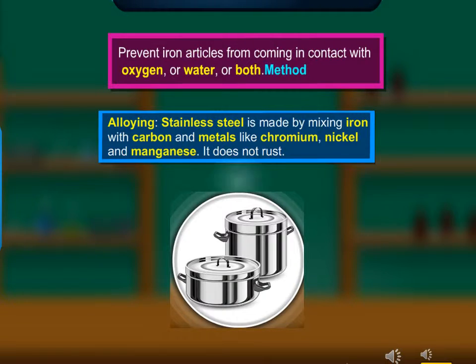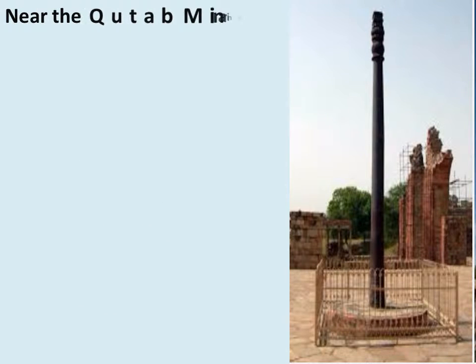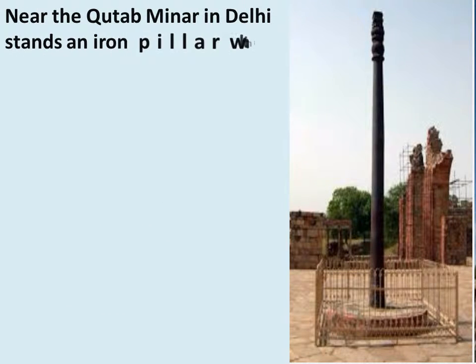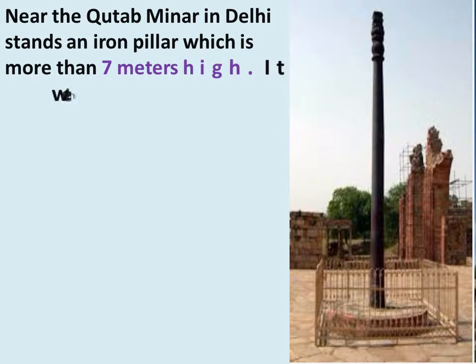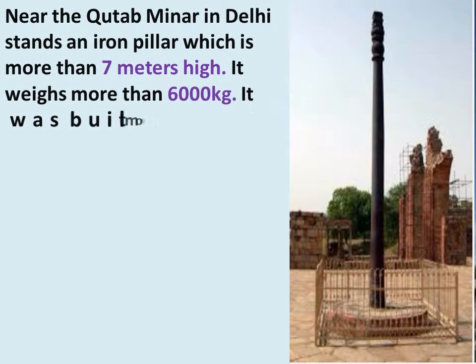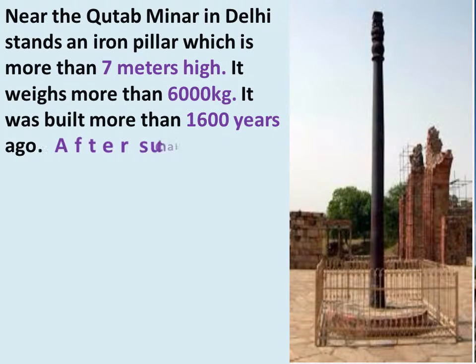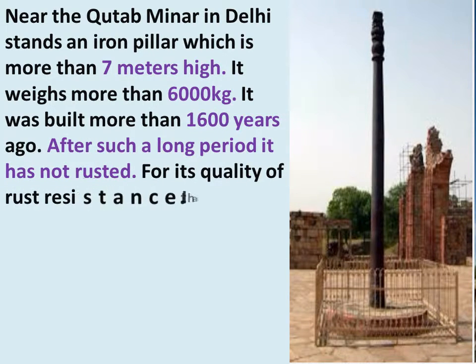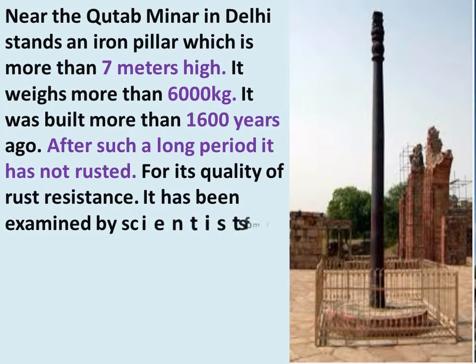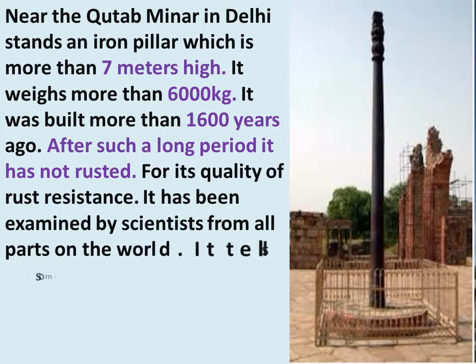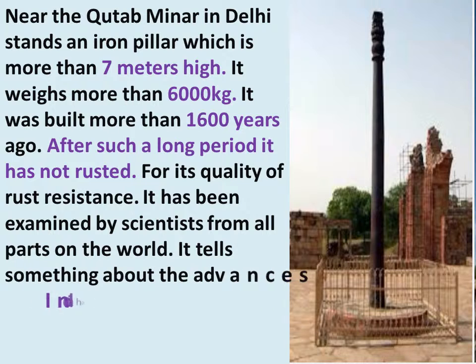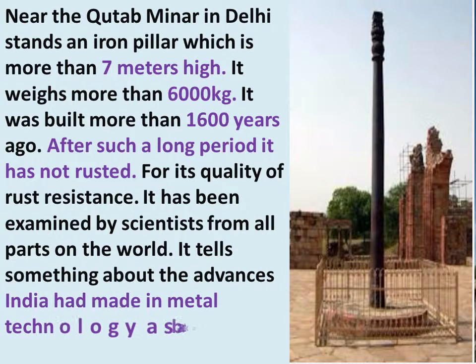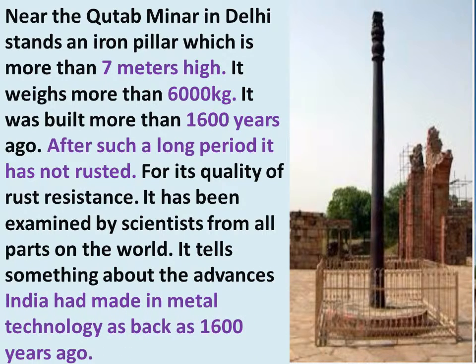It does not rust. Near the Qutub Minar in Delhi stands an iron pillar which is more than 7 meters high. It weighs more than 6,000 kg. It was built more than 1,600 years ago. After such a long period, it has not rusted. For its quality of rust resistance, it has been examined by scientists from all parts of the world. It tells something about the advances India had made in metal technology as far back as 1,600 years ago.